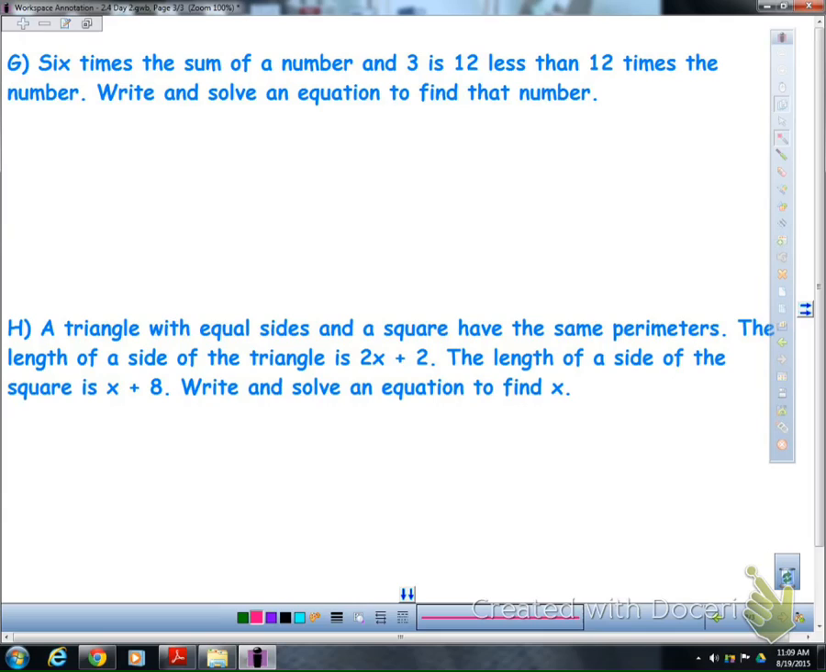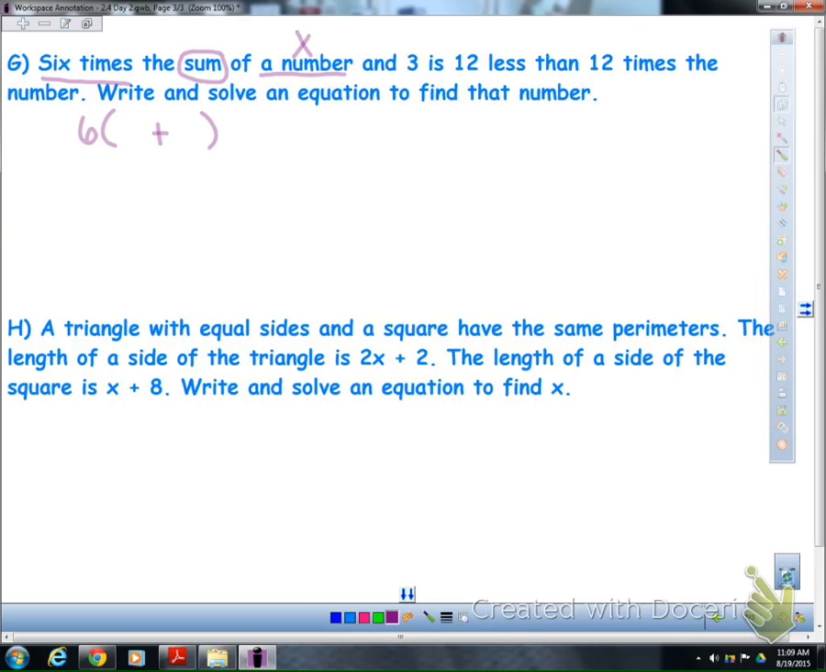Okay, take a minute and read example G on the back. Now, underline or highlight important phrases in here. First of all, we have 6 times. Well, 6 times what? 6 times the sum. Anytime you see the sum or the difference, you're going to have parentheses involved, okay? So for 6 times, we're going to have 6 times the sum of something, okay? Well, what are we summing? A number.